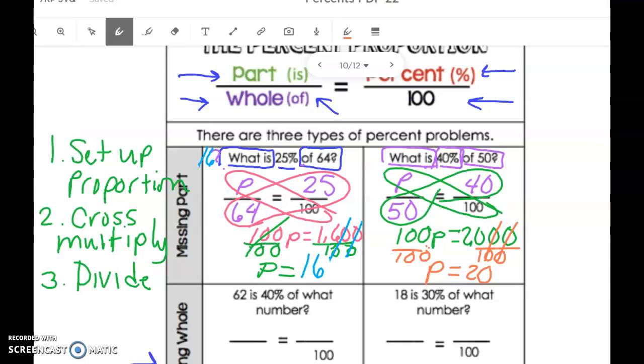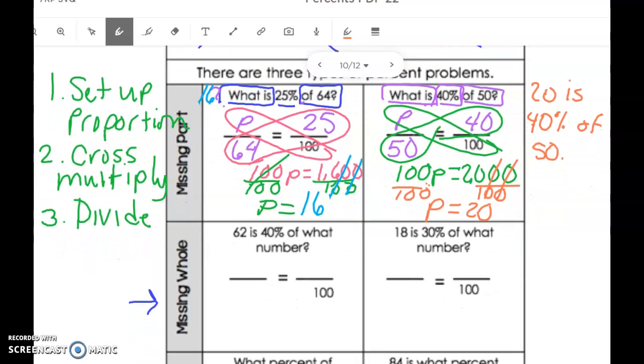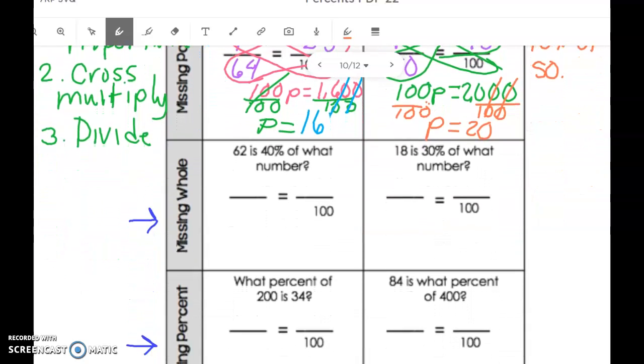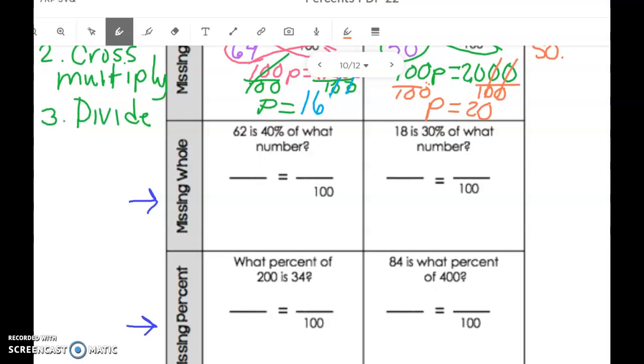So if I had more room, I would go back up into the top of this question, where it says, what is 40% of 50? I would rewrite that to say 20 is 40% of 50. You will be asked to restate the percent question on a lot of your work while we do this. All right, so that was for the missing part.